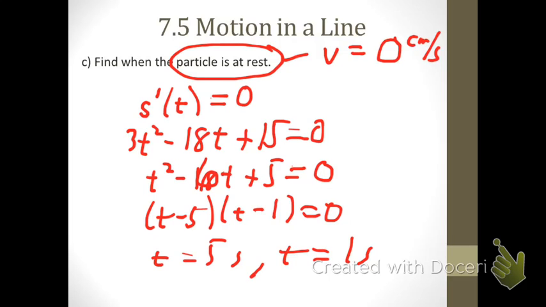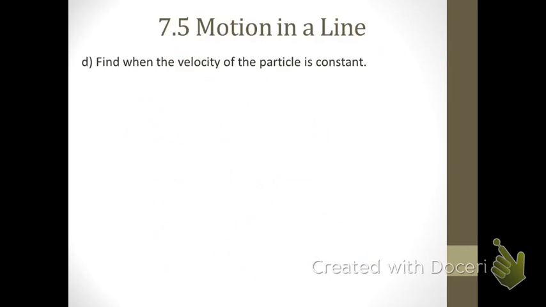Alright, let's try the next part of this. And this part is telling us to find when the velocity of the particle is constant. Now, the velocity being constant is not the same as the particle being at rest. The velocity could be 5 centimeters per second, or it could be 10 meters per second and just staying there. What it means when the velocity is constant is that the acceleration is equal to 0. It's not accelerating, it's not decelerating at that point in time.